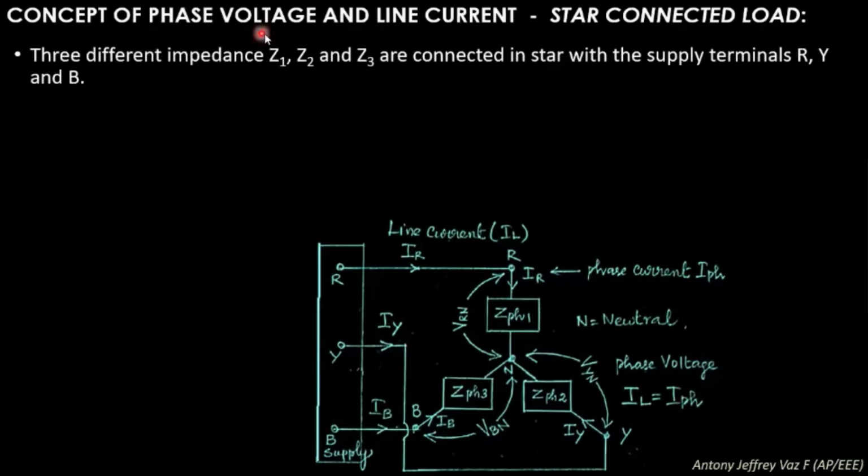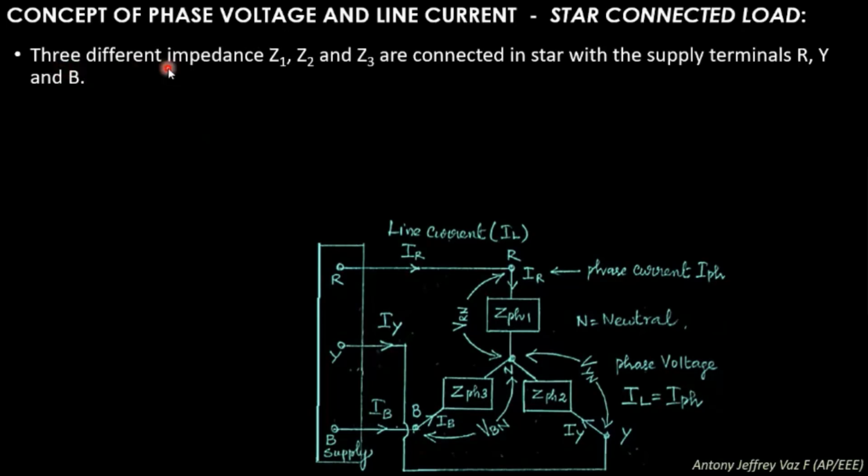See, the concept of phase voltage and line current, where a star connected load is present. Here, these are the supply points where R, Y and B are present. Here, from the terminals R, Y and B, you are connecting a load. This is the load. These boxes Z phase 1, Z phase 2 and Z phase 3 are known as load. Inside these boxes a huge resistance is present.